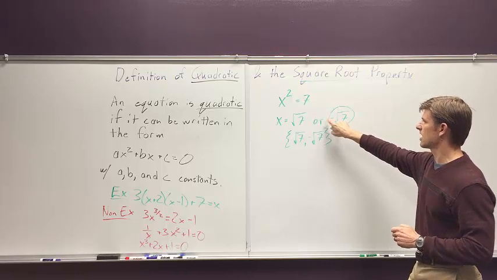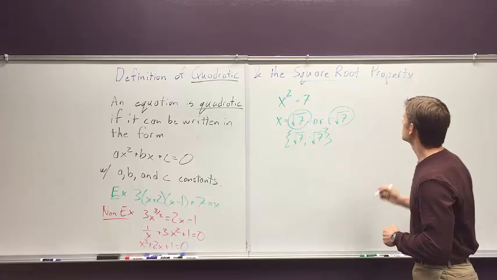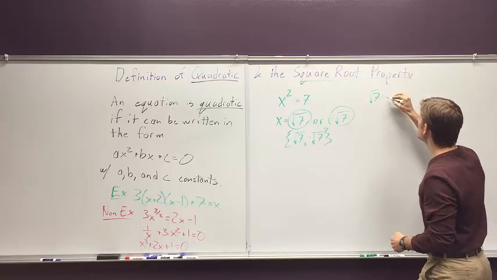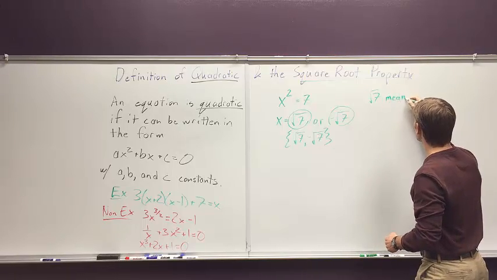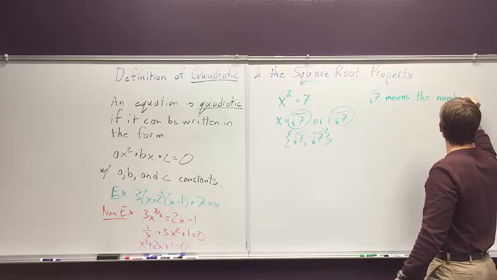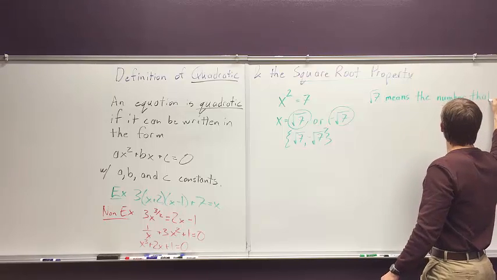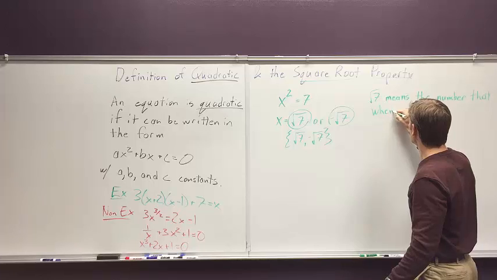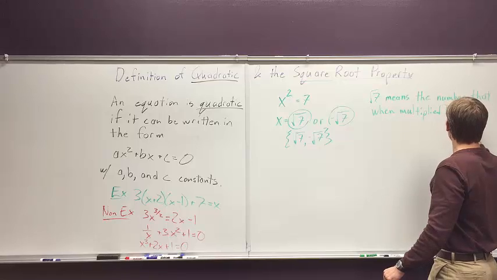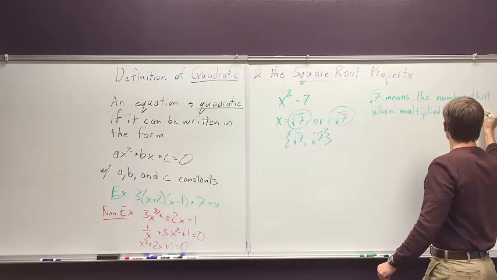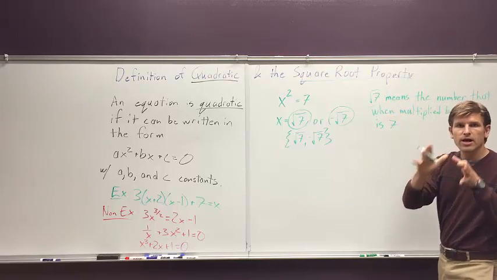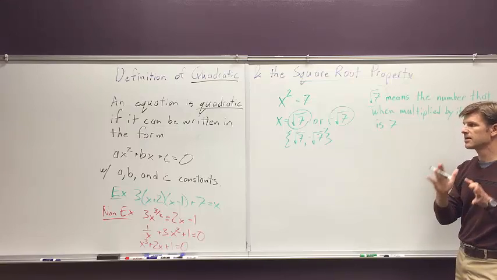So let's just refresh our memory on what this symbol means. Actually, this is just the negative of this. So what does it mean if you had the square root of 7? That means the number that when multiplied by itself is 7. So this is a number. That number times itself is 7.